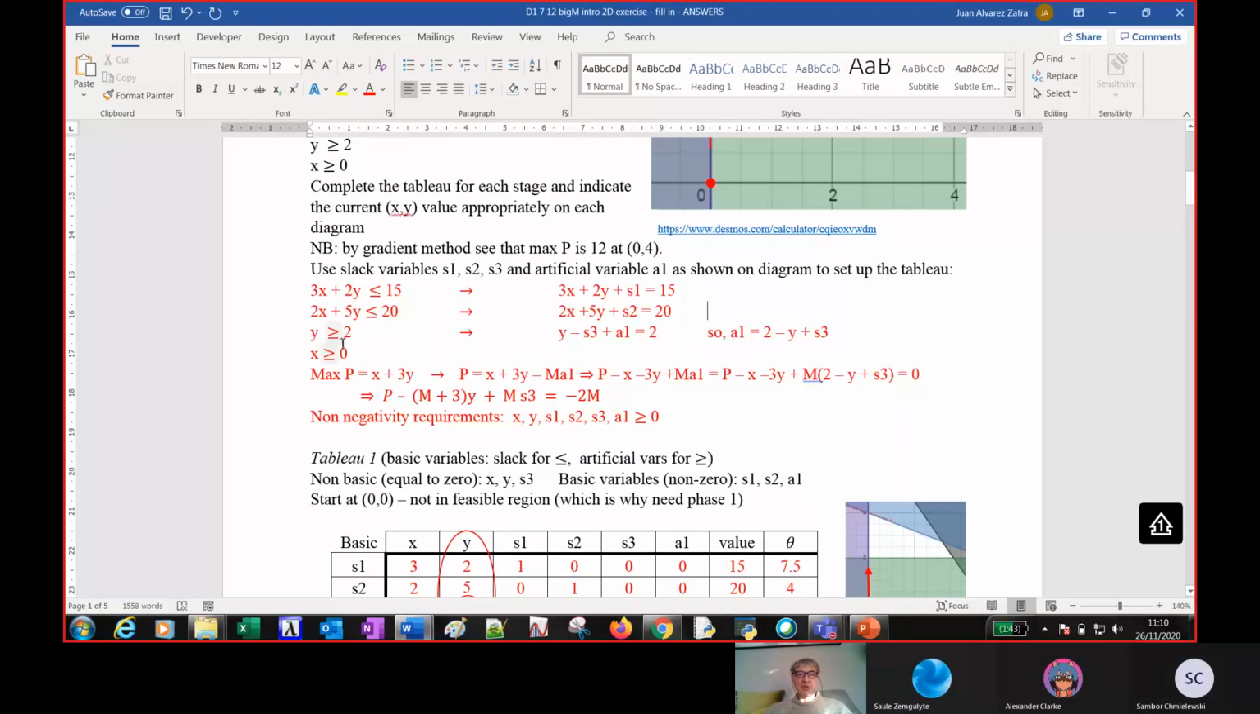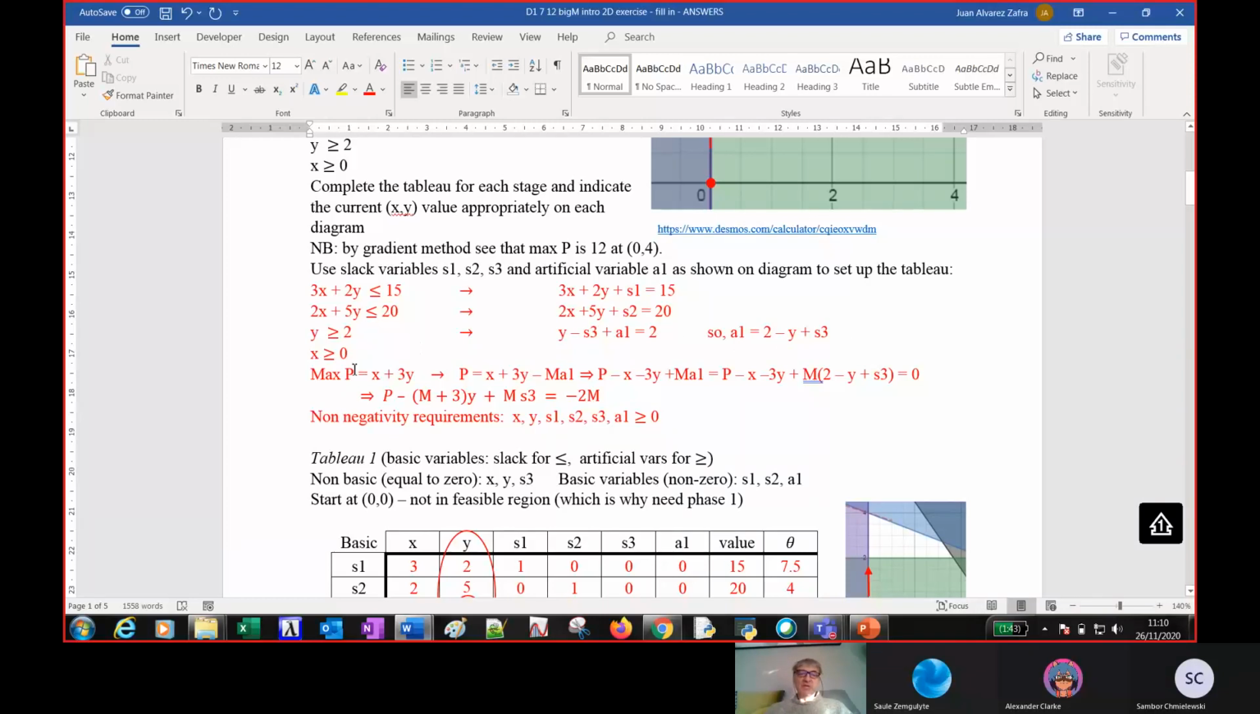And then y greater than or equal to 2 becomes y minus the surplus variable plus the artificial variable equals 2. We also need to rearrange the artificial variable to get it in terms of the other variables, which initially will be 0. So it's useful to have a1 equals 2 minus y plus s3.